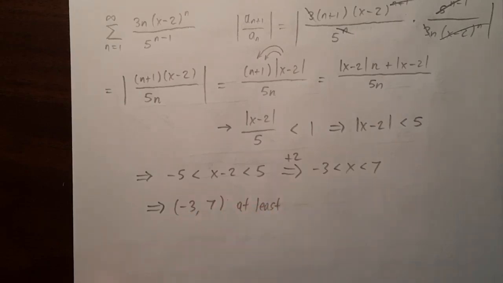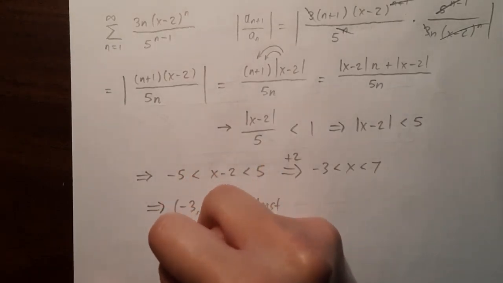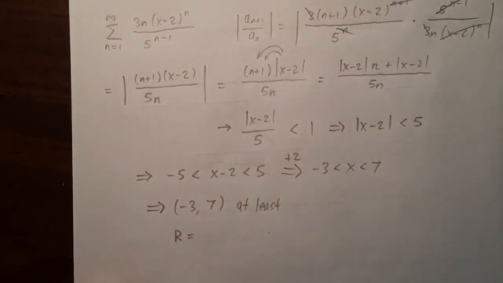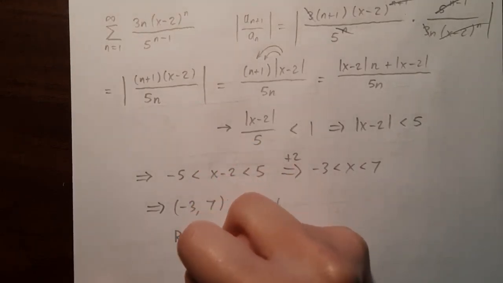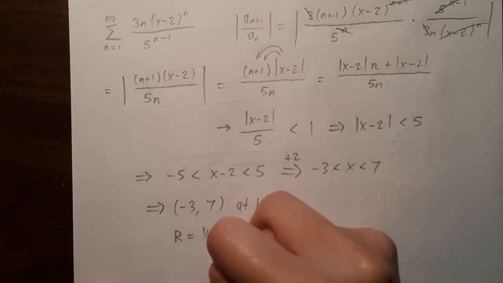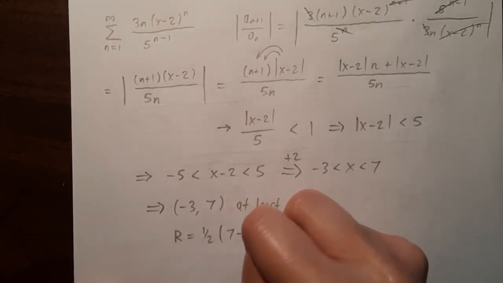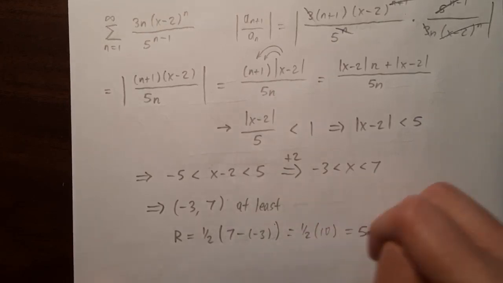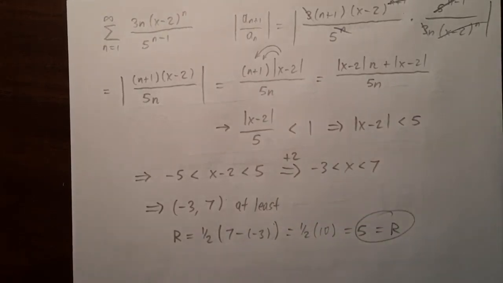But regardless of the endpoints, we know what the radius needs to be. It's going to be half the length of this interval. So what is the length of this interval? The length is going to be 7 minus negative 3. So 7 plus 3, that's 10, and half of that is 5. All right, so the radius of convergence is 5.